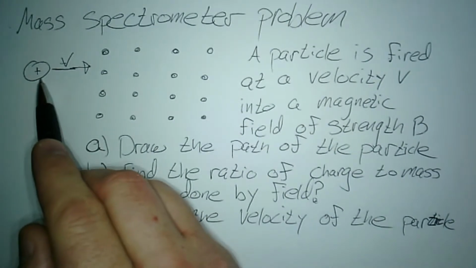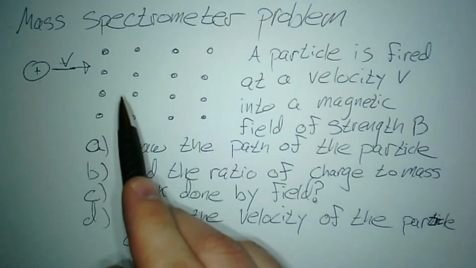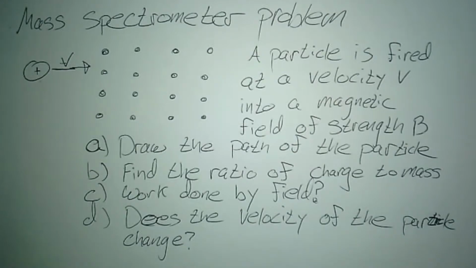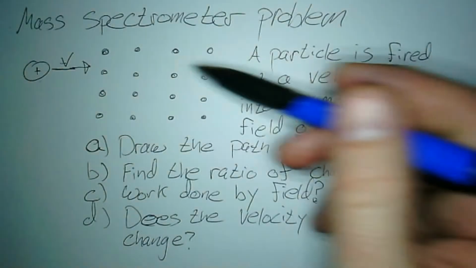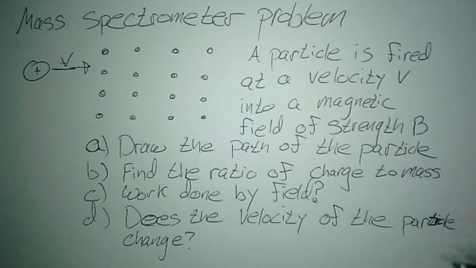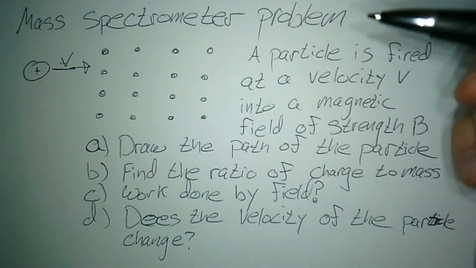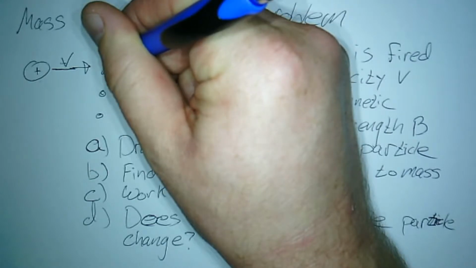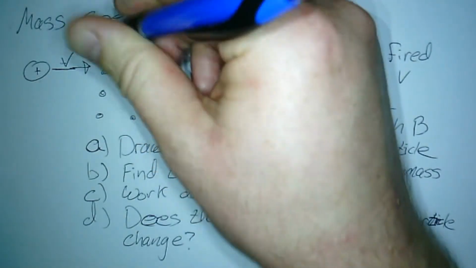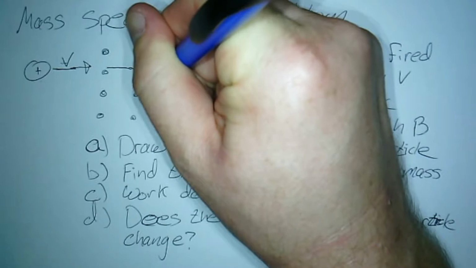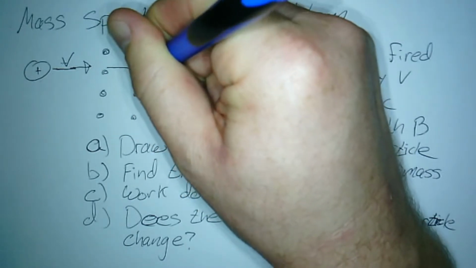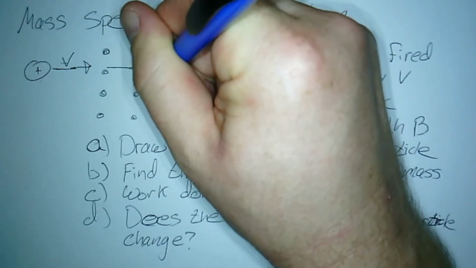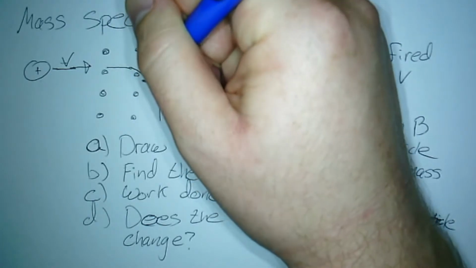So you've got this charged particle with a positive charge coming in at some velocity v. It's going to come into this magnetic field. The first thing I do is draw the path of the particle, and we know that in magnetic fields, the path is going to be a circular path. So let's say the particle takes a semicircular path and heads out that way. We'll put a little arrow to indicate it's going down.